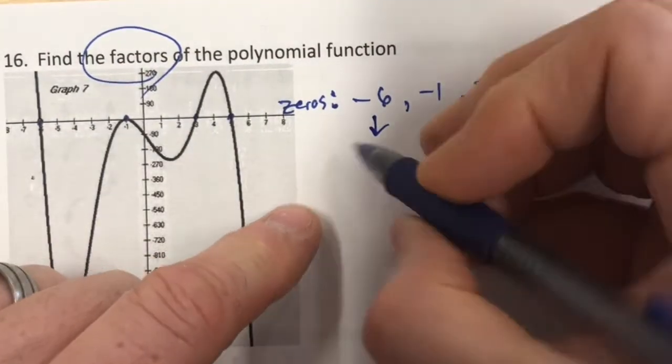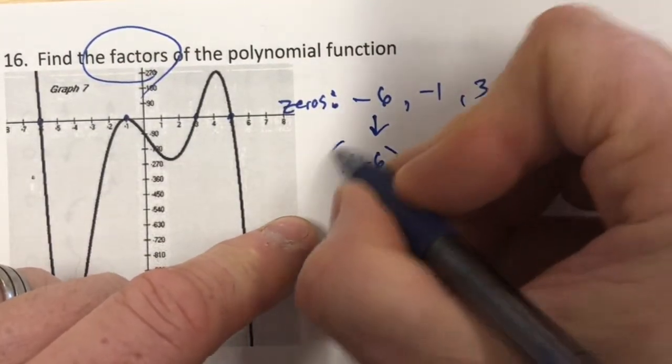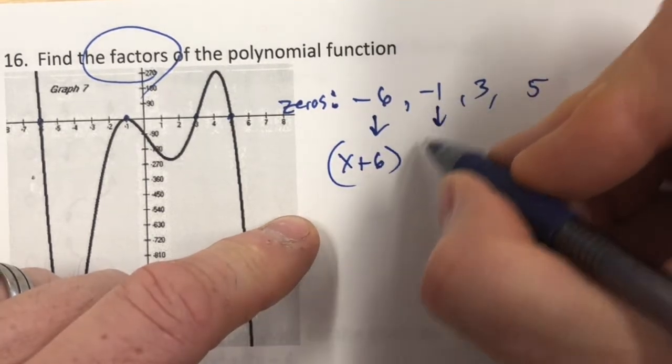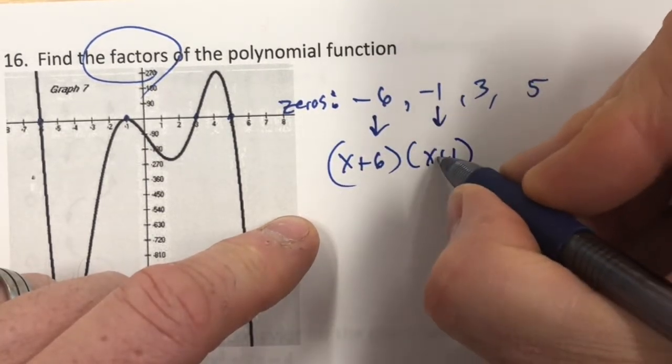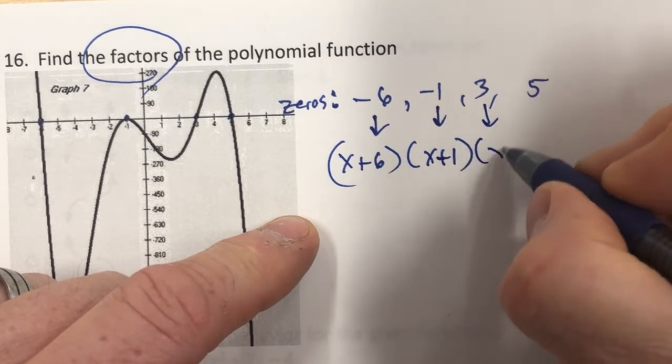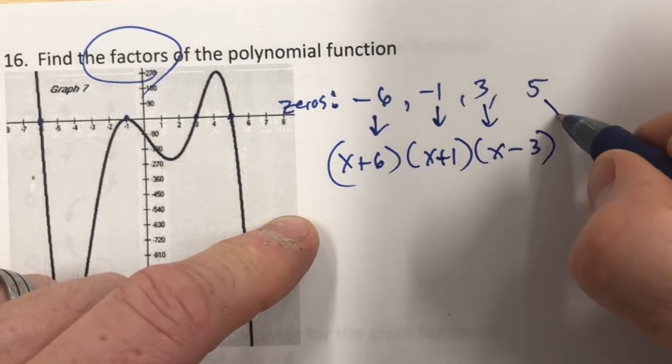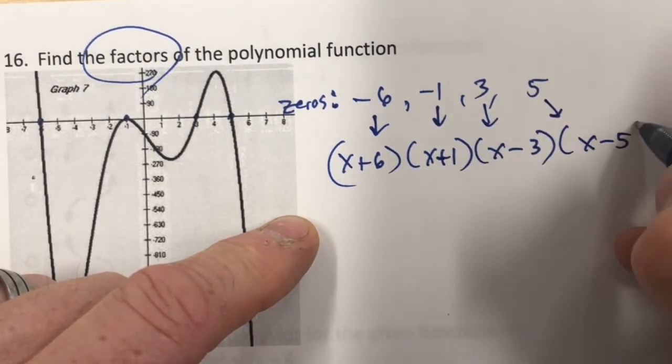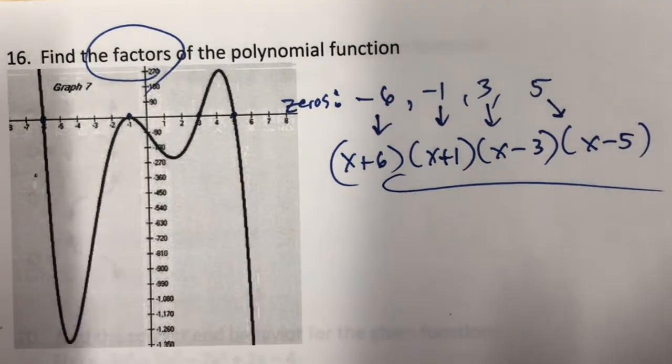which gives me these factors. So right here, if this is negative 6, it's going to be x plus 6. Right here, since it's negative 1, x plus 1. Right here, that's a 3, it's going to be x minus 3. That's a 5, it's going to be x minus 5. And there's my factors right there.